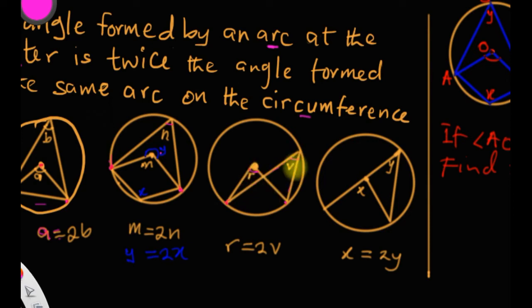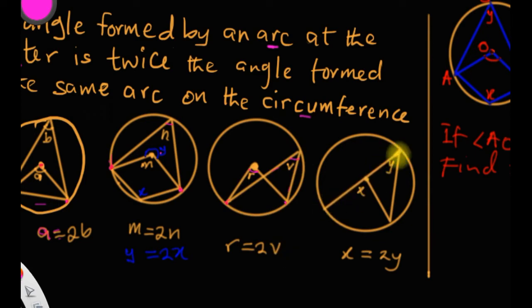So R is equal to 2V. So the angle at the center is equal to twice the angle on the circumference. In other words, the angle formed by an arc at the center of a circle is equal to twice the angle formed by the same arc on the circumference. So R is equal to 2V. This is how it can also be represented.